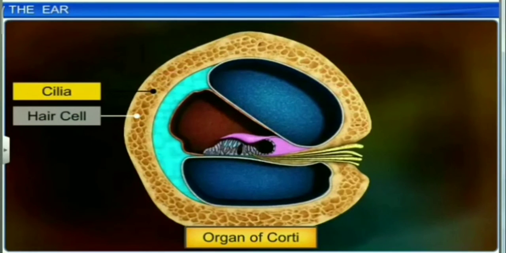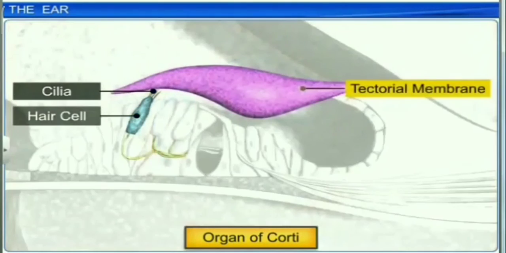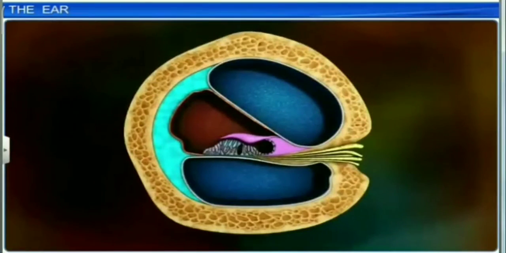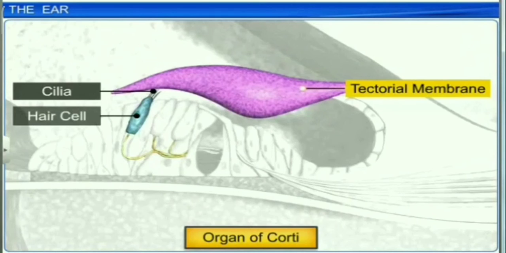In between the rows of hair cells are present supporting cells. Hair cells have long stiff microvilli called stereocilia. Above the stereocilia, a jelly-like membrane called the tectorial membrane is present. This organ acts as a transducer, converting sound vibrations into nerve impulses.